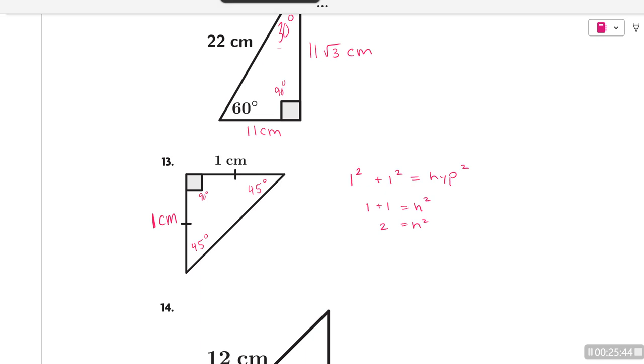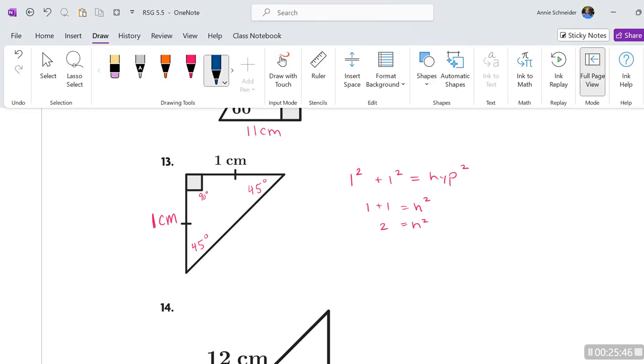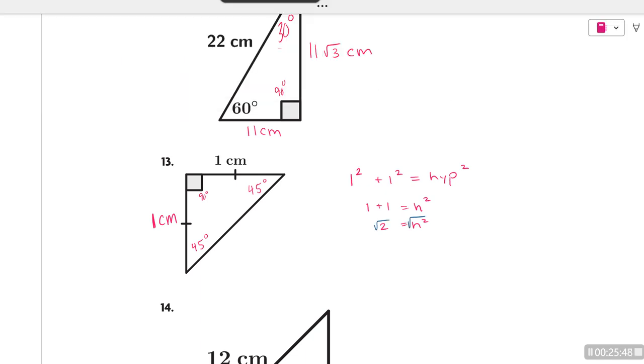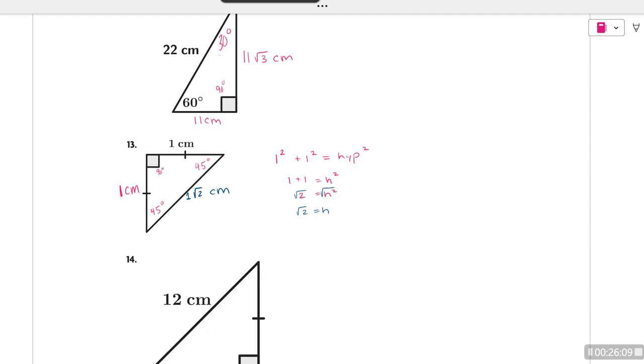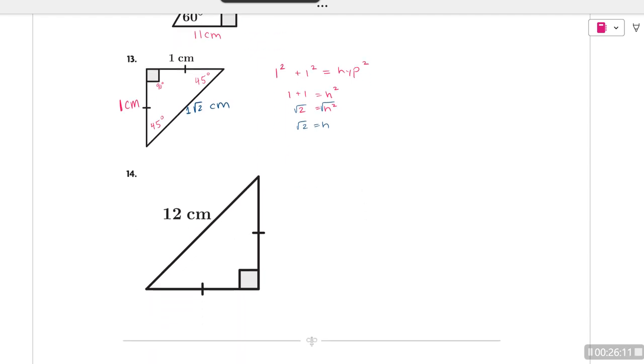And then to get that value by itself, we have to square root both sides. I can't simplify the square root of 2 anymore, so that's just our final answer. It's square root 2 centimeters. So the same ratio holds true, right? If I want to put a 1 in front of it to really emphasize it's 1 times square root 2, I can certainly do that, where the hypotenuse is the side length times square root 2.